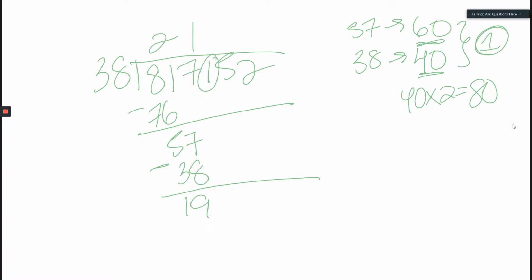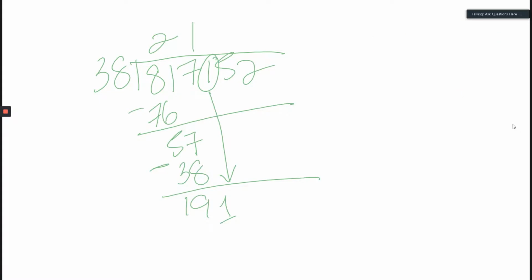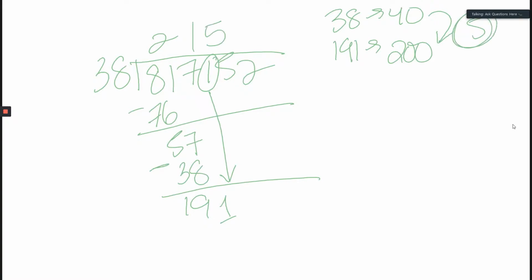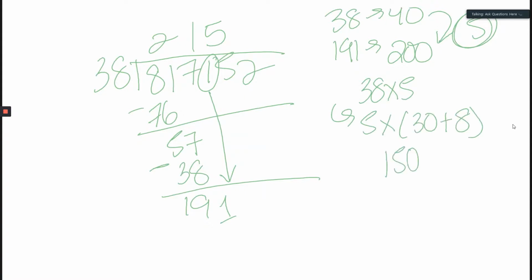So we can bring our 1 down, because again, 38 can't go into 19, but it can go into 191. And let's round it again. So 38 is close enough to 40. And 191 is close enough to 200. So 40 can go into 200 5 times. So that's what gets us the value of 5 over here. So what we can do is now multiply 38 by 5, see how many times it does get into that value. So 5 times 30 plus 8, so we get 150 plus 40, and that's really close. We got now 190.